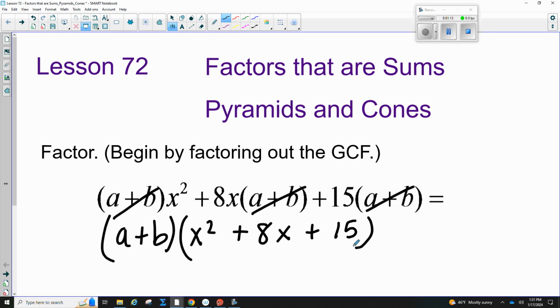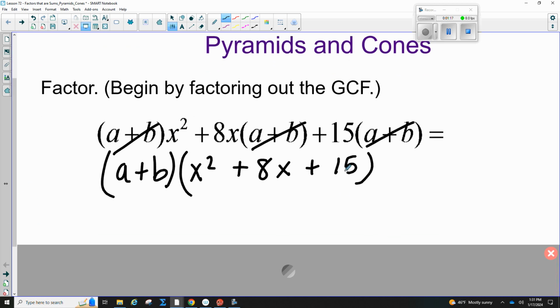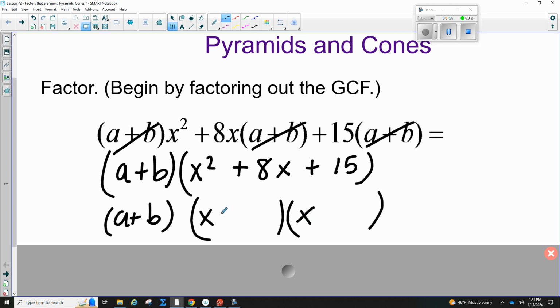Then you see if you can factor what is left over. So everyone, what multiplies to 15 and adds to 8? Yep, so we leave the a plus b here, and then we have our two sets of parentheses, x and x, and we do plus 5 plus 3, or plus 3 plus 5. Multiplies to 15, adds to 8.